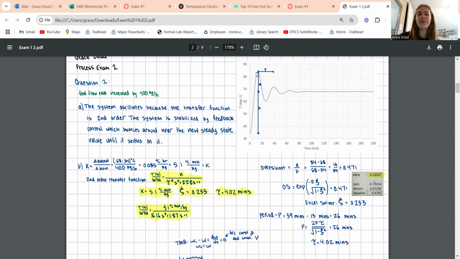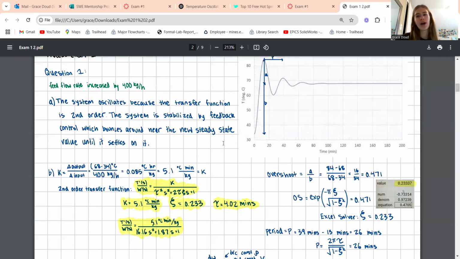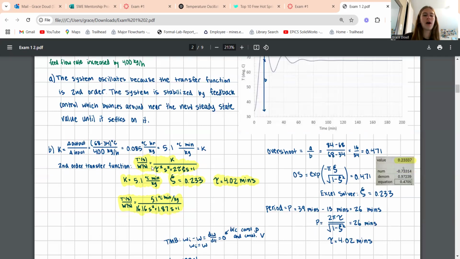And then I used the period, which is the time between peaks, to get the period, and then used the squiggle to get tau. And then I was able to plug that into this. It's a second order transfer function. You can tell from the oscillations. So I plug that into here.